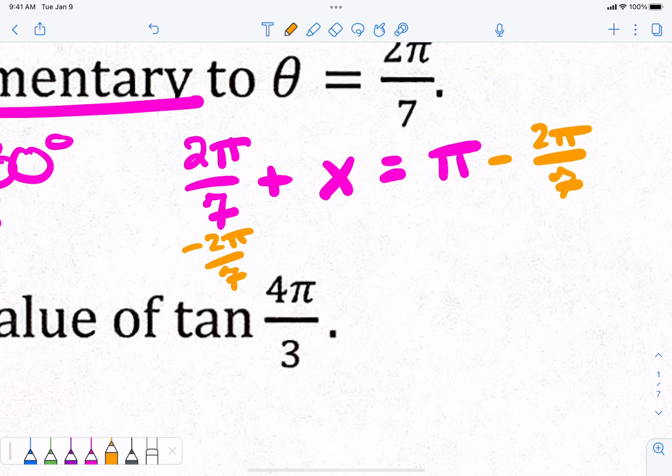Okay, I need to get a common denominator. What's your common denominator going to be? So 7 pi over 7 minus 2 pi over 7. 5 pi over 7.